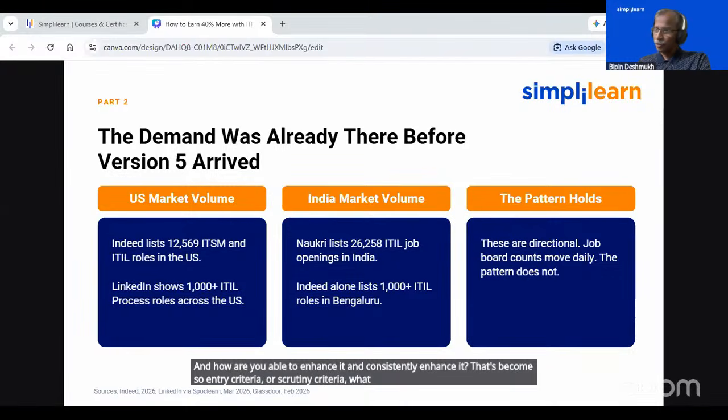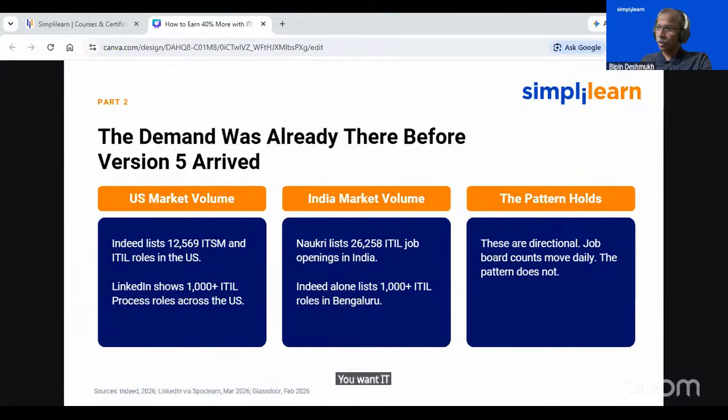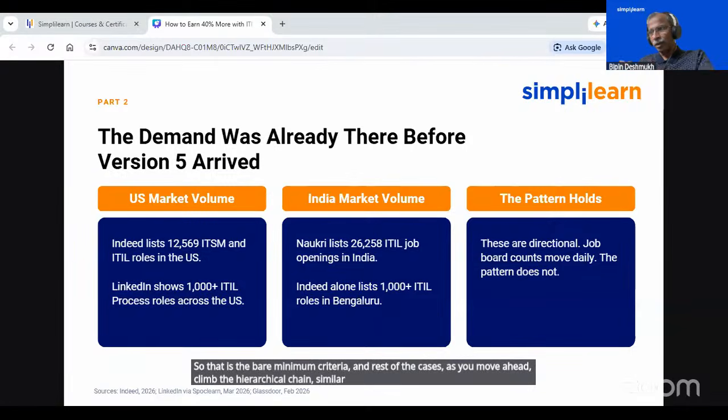And the first thing which the recruiters today will look at is, even if they say, okay, fine, you want ITIL, you want service management, you should be ITIL version 5 certified. So that is a bare minimum criteria. And in the rest of the cases, as you move ahead and climb the hierarchical chain, the courses related to those would also be very important and useful.